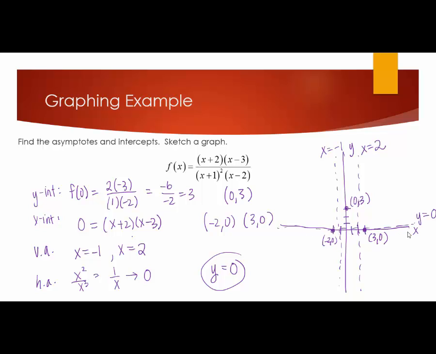Note that the horizontal asymptote is really only giving us information about the end behavior. It doesn't matter if our graph crosses the horizontal asymptote in the middle of the graph. We really don't even need it in the middle of the graph. It is only an indicator of the end behavior.